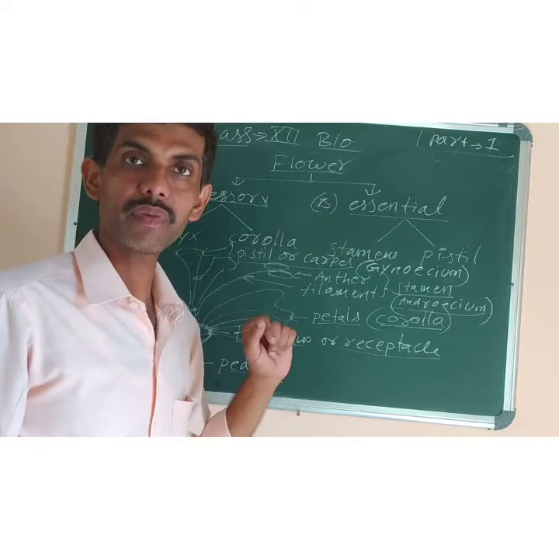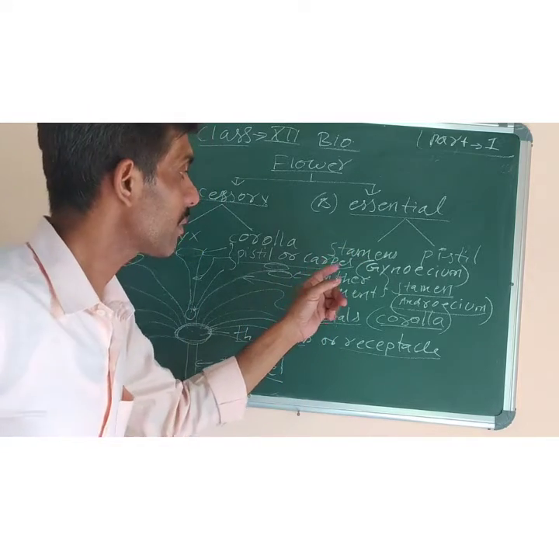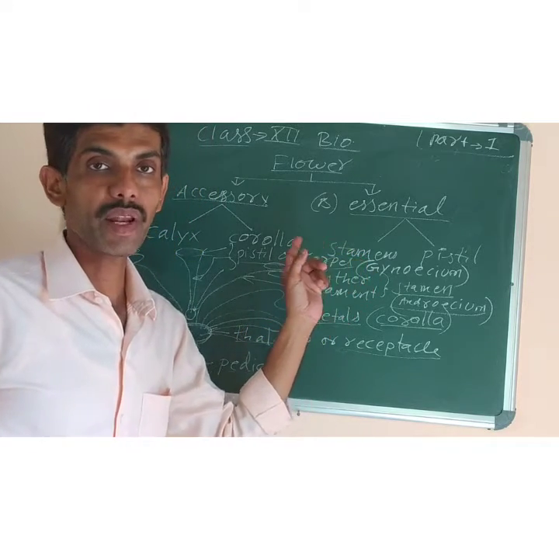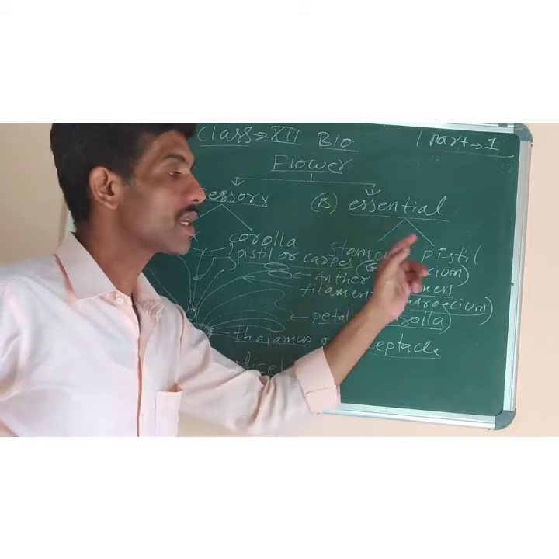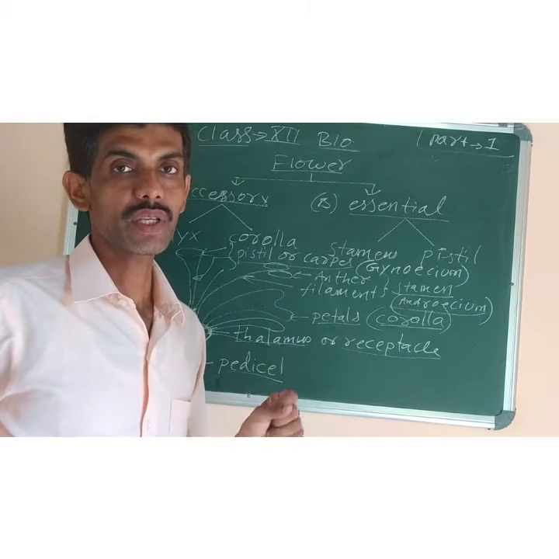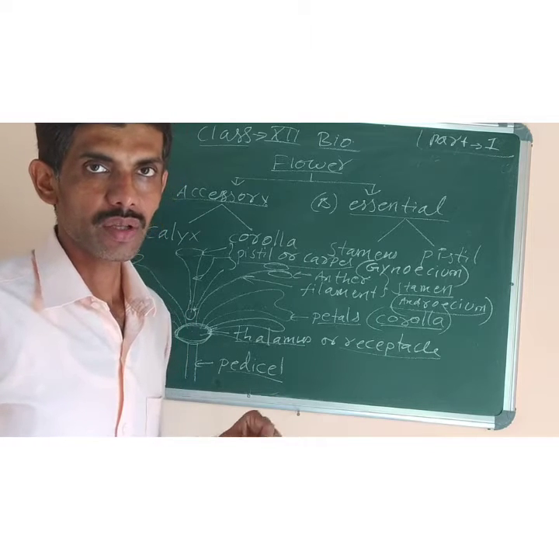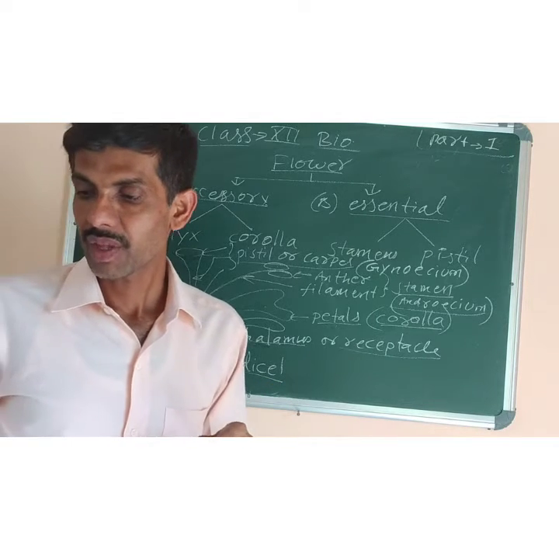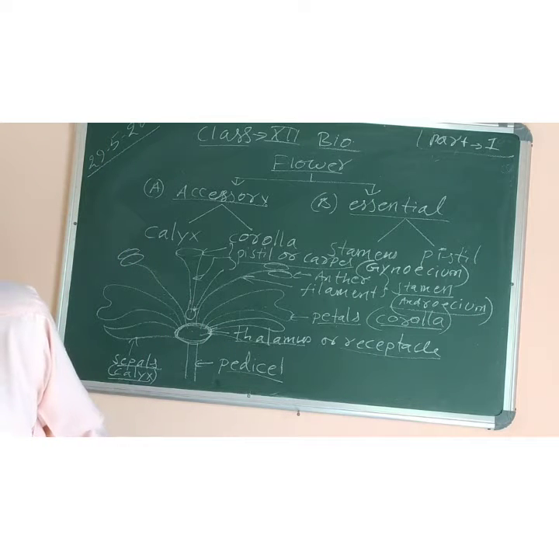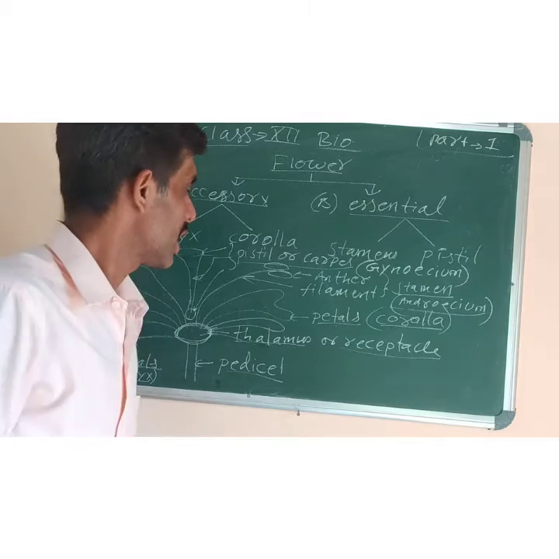Stamens are the male part of the flower, which is required for reproduction to produce the male gametes, that is pollens, and pistil is the female part of the flower, which is required to produce the female gamete, that is the eggs. Okay, so now next what we have to study is about some terms which are related with the flower. So I will just talk about those important terms.